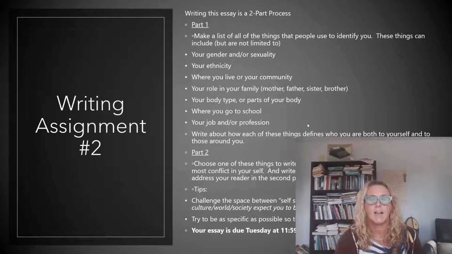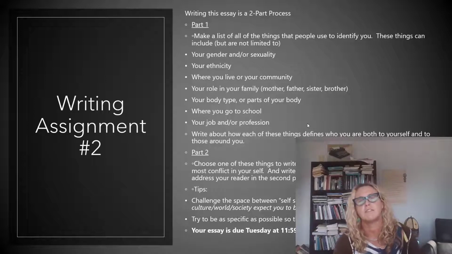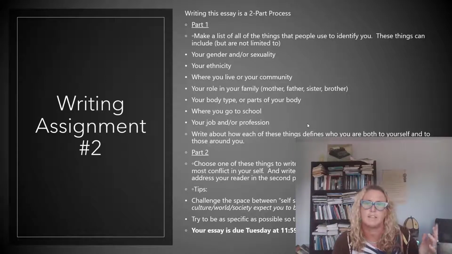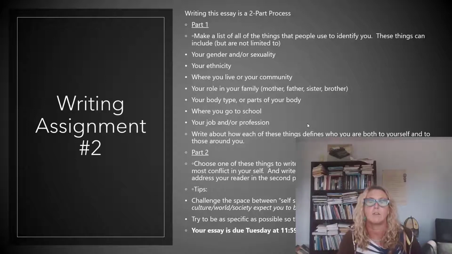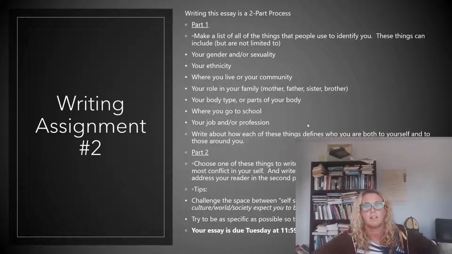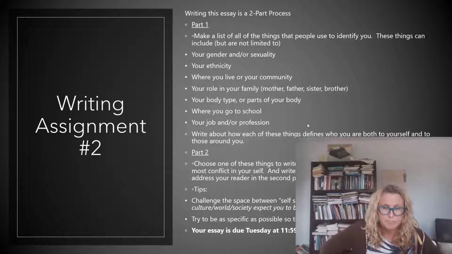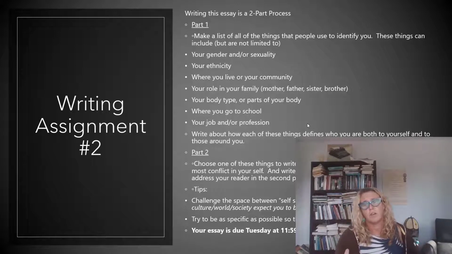The first part, and I do want you to show your work, your pre-writing, I'd like you to make a list of all the things that people use to identify you. These things can include your gender or your sexuality, your ethnicity, your race, where you live or your community, your role in your family, your body type or a part of your body that you identify with, where you go to school or your job or profession. And what I want you to do is write about how each of these things defines who you are, both to yourself and to those around you.